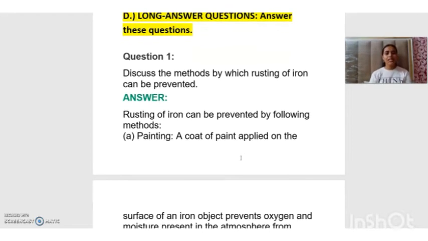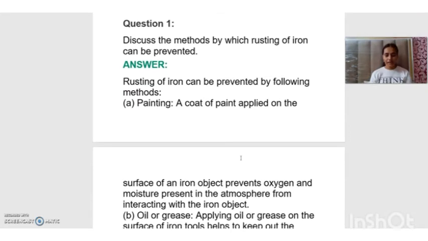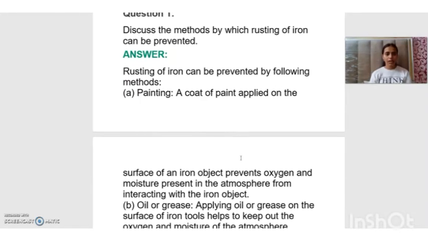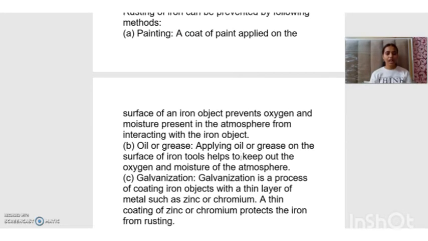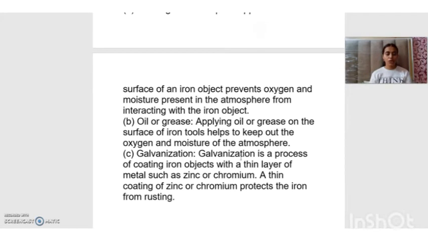Question 1 says: discuss the methods by which rusting of iron can be prevented. Now you have to tell the methods by which rusting of iron can be prevented. The first method is painting. A coat of paint applied on the surface of an iron object prevents oxygen and moisture present in the atmosphere from interacting with the iron object, right?